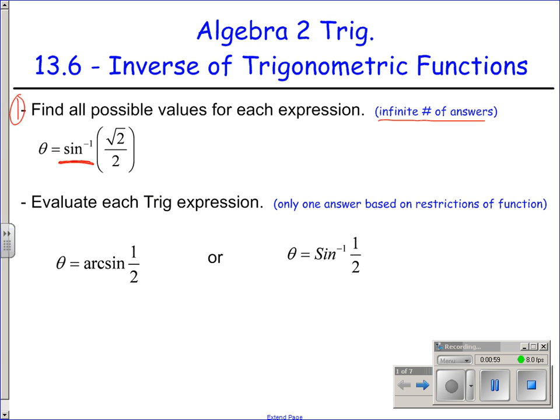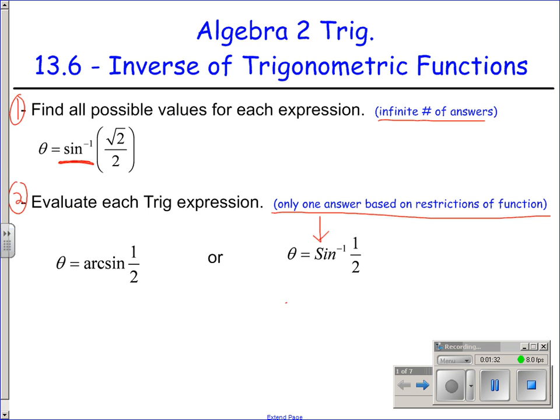The second type of question, number 2, is very similar, but it says evaluate each expression. Now, there's a very subtle difference here, but the subtle difference means a big deal. With this type of question, there's only going to be one answer, and what you're looking at is that capital S. Notice how it wasn't there in that example in the first question. The capital S is specific notation. It means you're dealing with restricted numbers, and so you're only going to get one answer.